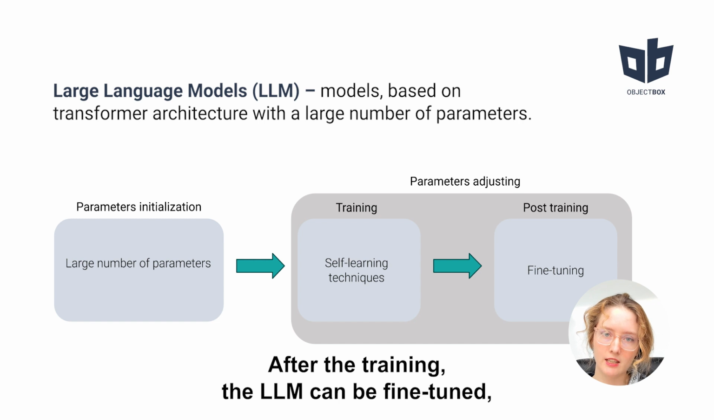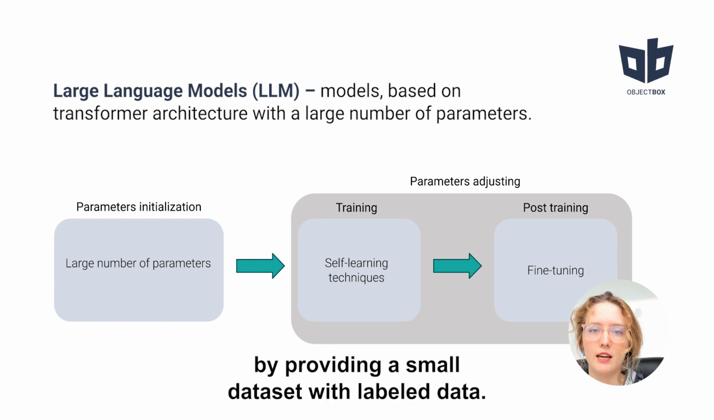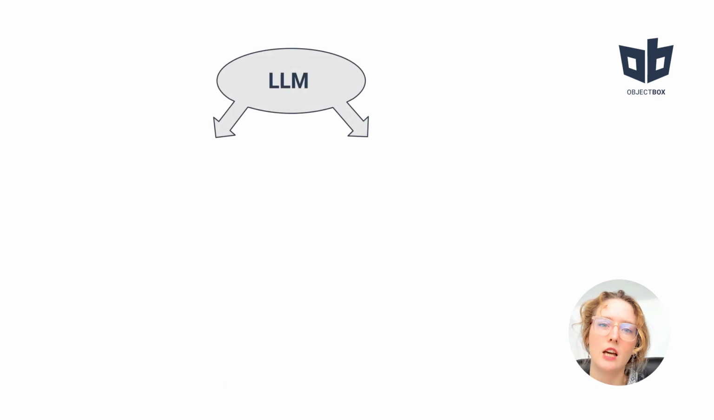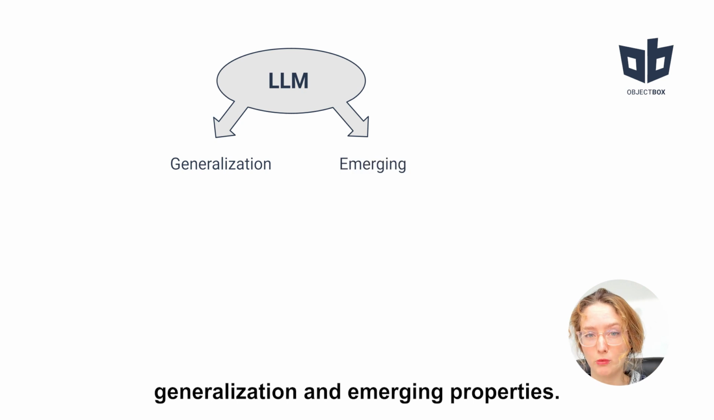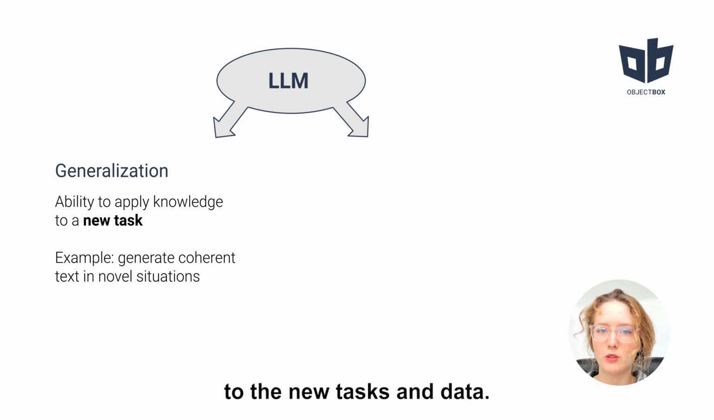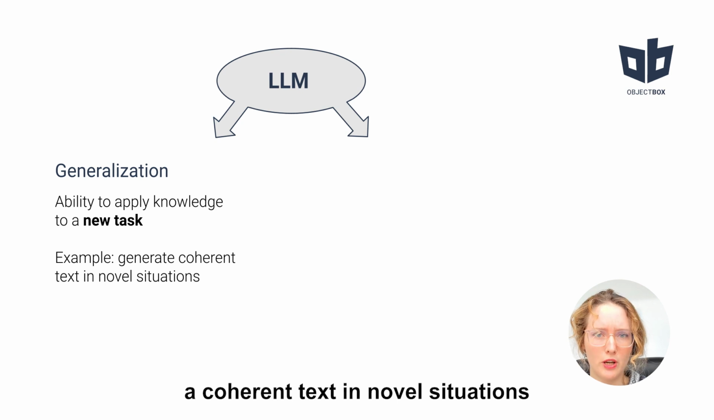After the training, the LLM can be fine-tuned, which means that you can adjust it for a specific task by providing a small dataset with labeled data. Well, all in all, LLMs have two important features: generalization and emerging properties. Generalization means that the model can use its knowledge on new tasks and data, for example, to provide a coherent text in novel situations.